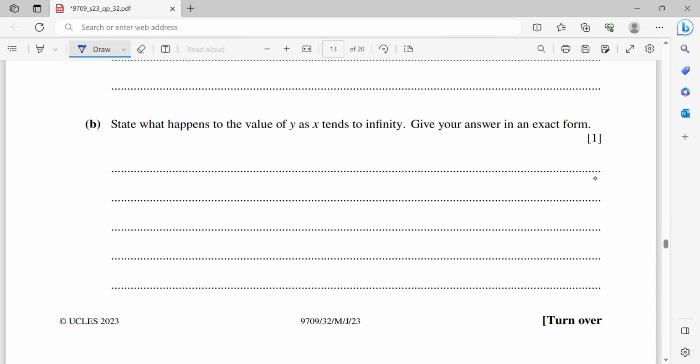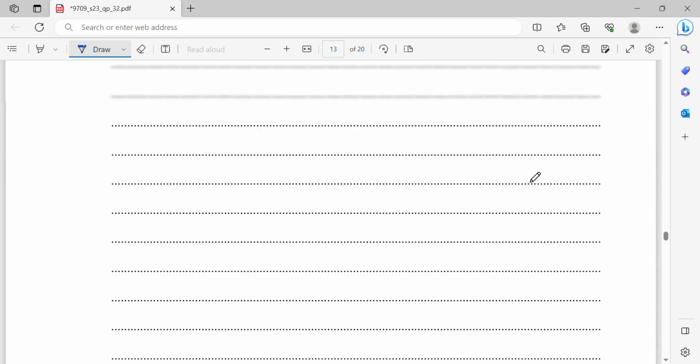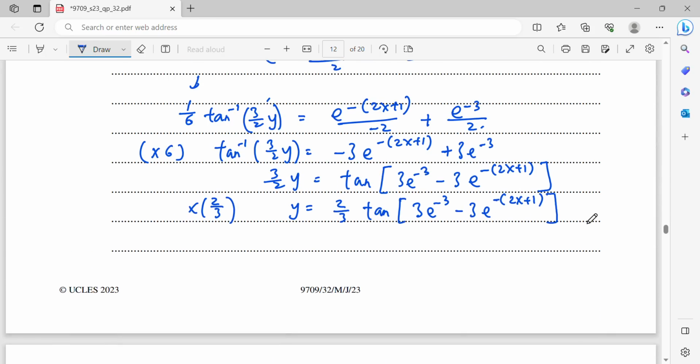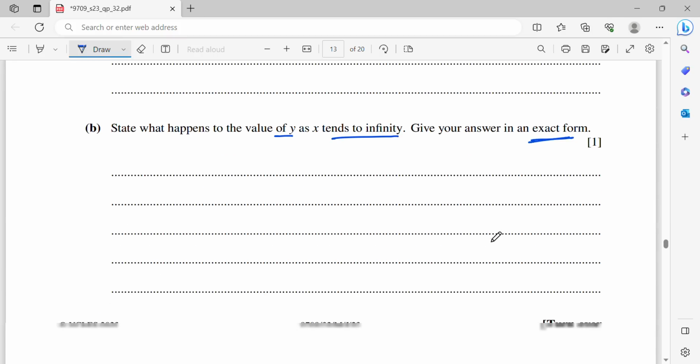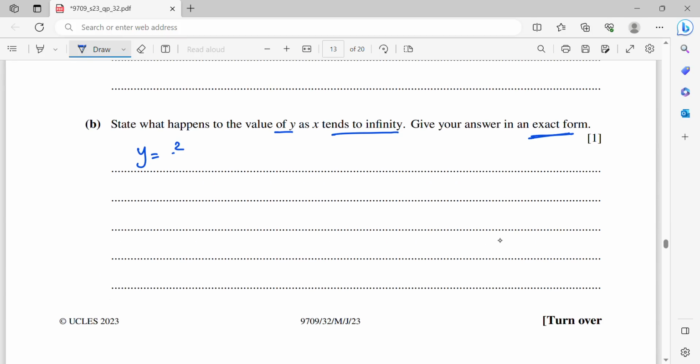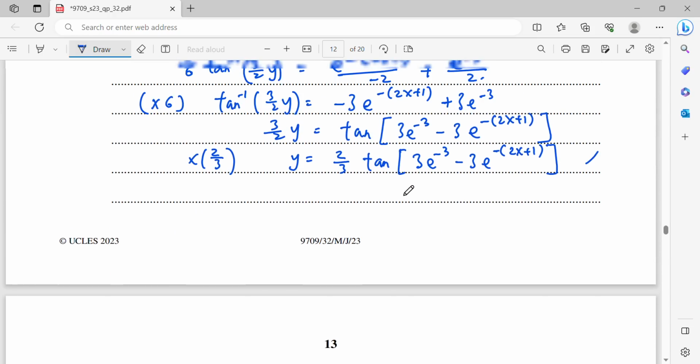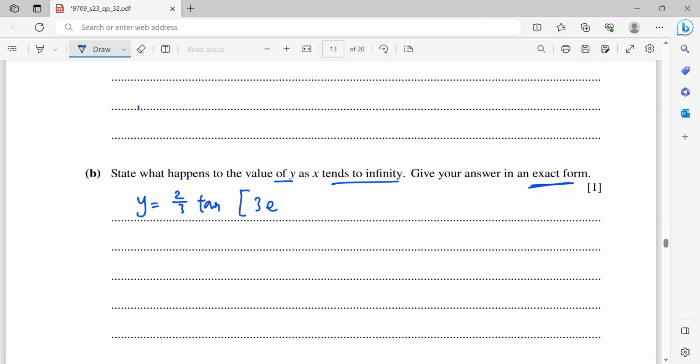Now, part B, state what happens to the value of y when x tends to infinity. Give your answer in an exact form. So I will rewrite my y. So my y is this, just copy. Y equals 2 over 3 tangent 3e negative 3 minus 3e negative of 2x plus 1.